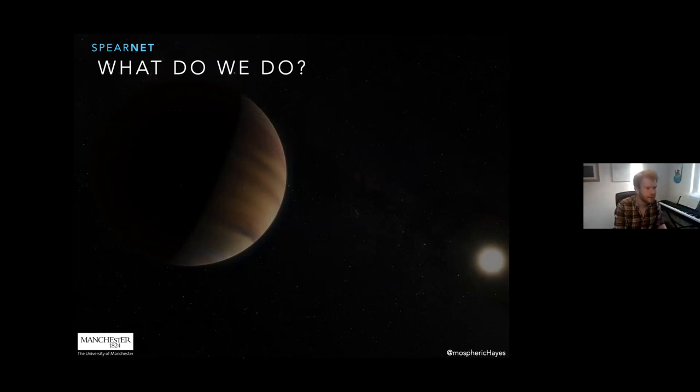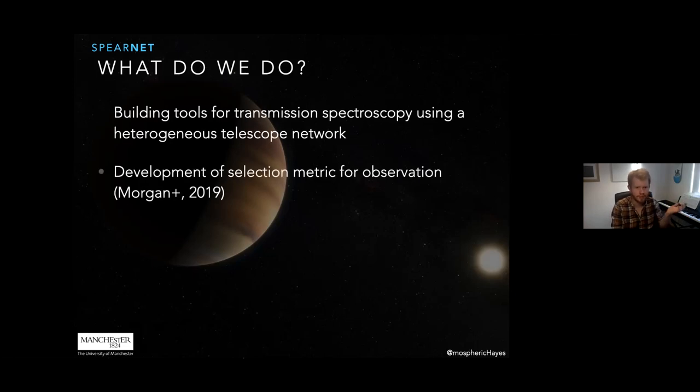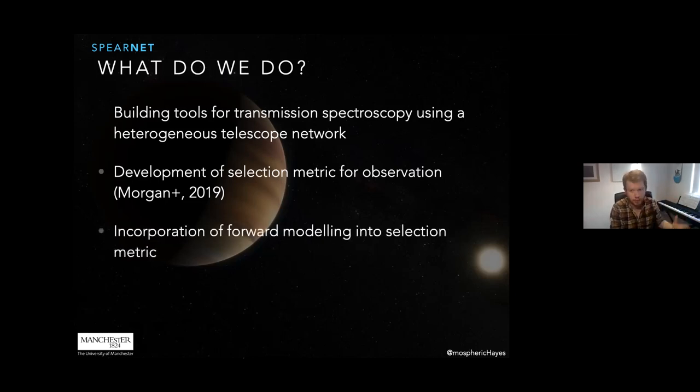To do this, we look at whether this telescope can even see the planet to start with, and also whether this telescope observes at a wavelength at which this planet hasn't been seen before. Repeating an observation is great, but sometimes it is not as useful as doing an entirely new one, because it breaks degeneracies. That's what we have done. Jake Morgan, who I mentioned before I started talking, has published a paper on this, and I am looking at incorporating forward modeling into it.